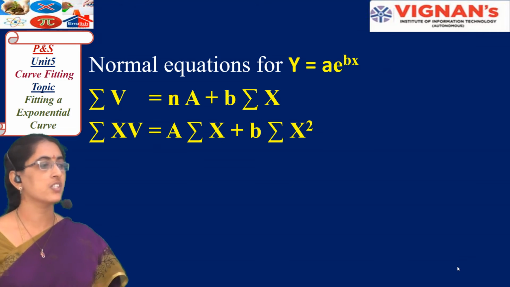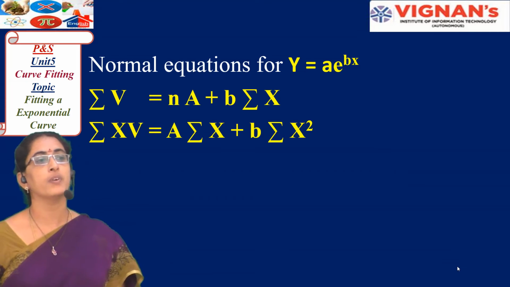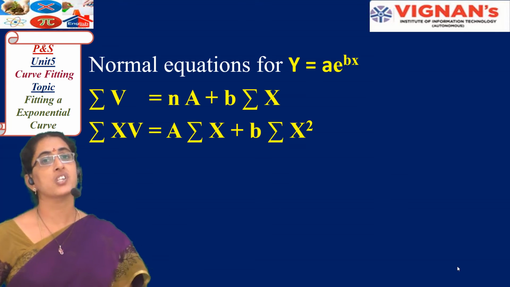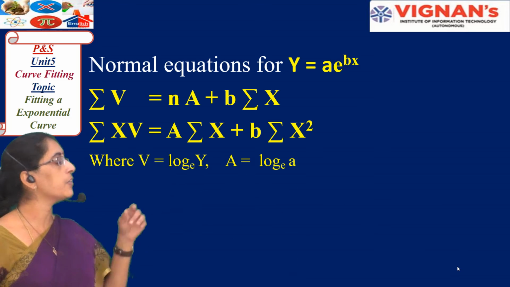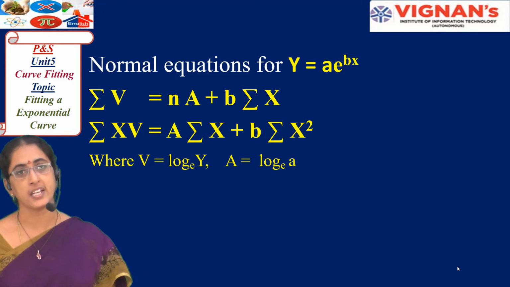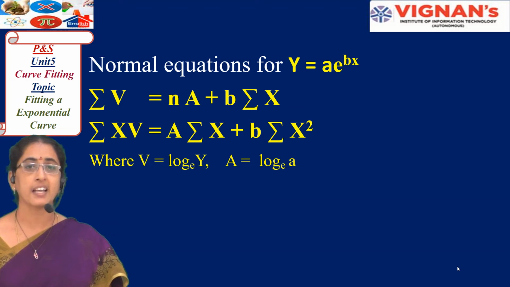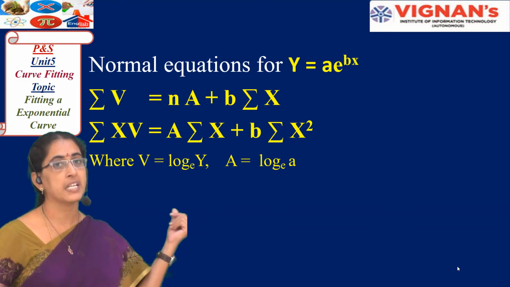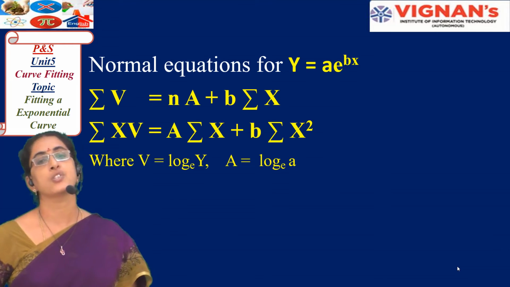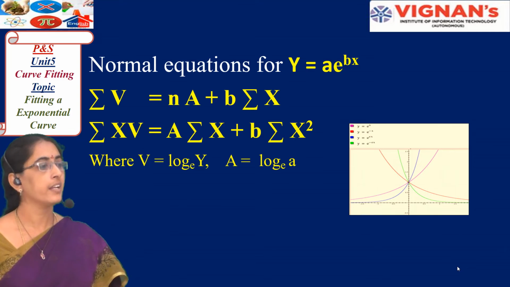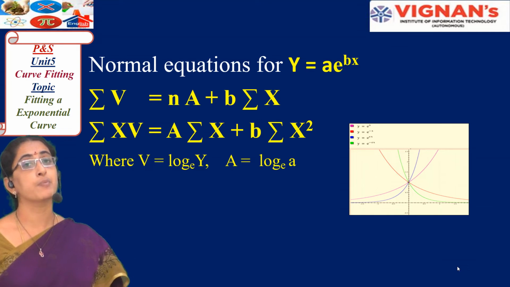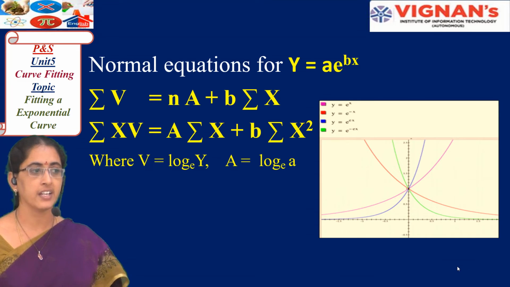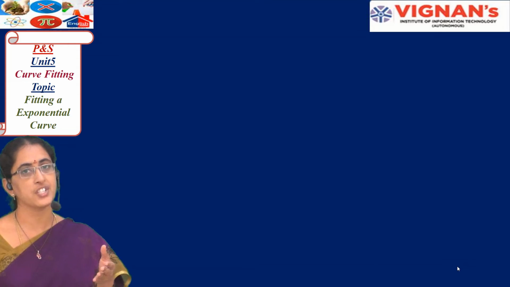Then the normal equations will be summation v equal to n into capital A plus b into summation x, and the second equation, summation xv equal to capital A into summation x plus b into summation x square. Now what is this v and capital A? V is nothing but the logarithm values of y with respect to the base e, and capital A is nothing but log a to the base e. Then you can see the exponential graph also. For y equal to a into e power bx, you will get the graph like this. We are having different values here.